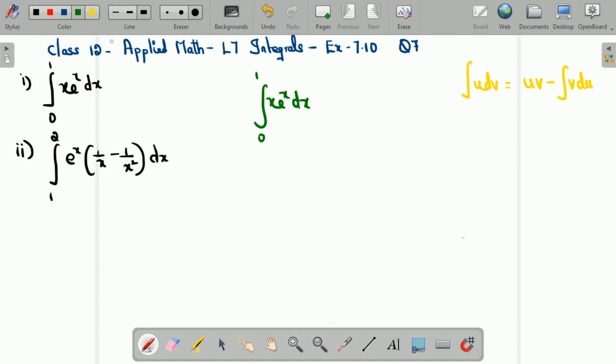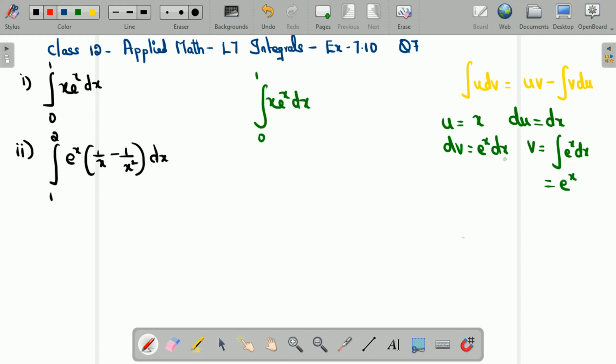First let's identify the u and dv here. So u is going to be equal to x, which means du is equal to dx. Then dv is going to be equal to e power x dx, which means v is integral of e power x dx, which is e power x. Now let's substitute in the formula.